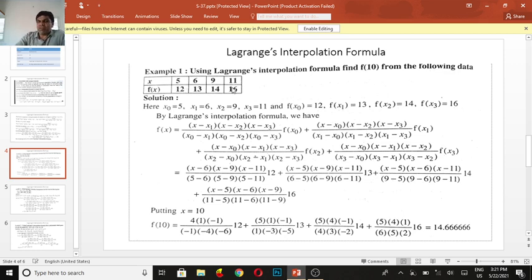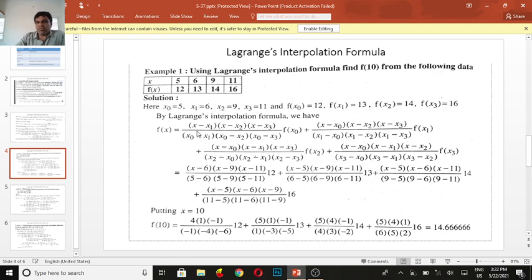It's not an equal interval. Observe x: 5, 6, 9, 11. The differences are 1, 3, 2, and the corresponding values are 12, 13, 14, 16. So given the data, x0 is 5, x1 is 6, x2 is 9, x3 is 11. The corresponding f of x0 is 12, f of x1 is 13, f of x2 is 14, f of x3 is 16. Now you substitute into Lagrange's formula.